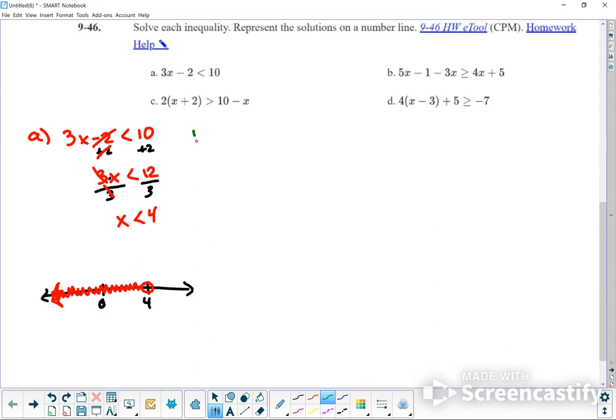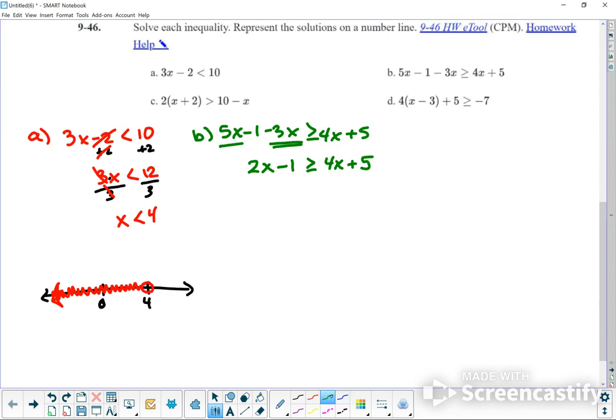Okay. B, 5x minus 1 minus 3x greater than or equal to 4x plus 5. Whew, that's a lot going on. Let me see. I think I can put 5x and negative 3x together. Okay, so I can put those together. Those are going to give me 5 minus 3 is 2x. So I'm going to write down 2x. Copy the minus 1. Copy the greater than or equal to 4x plus 5.